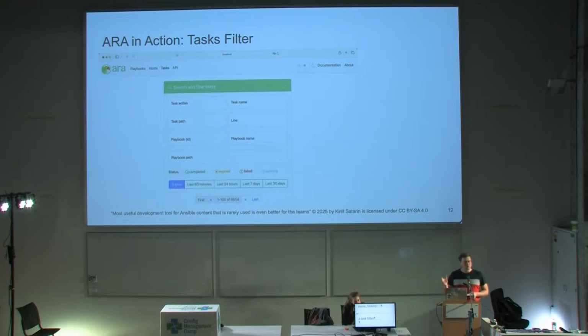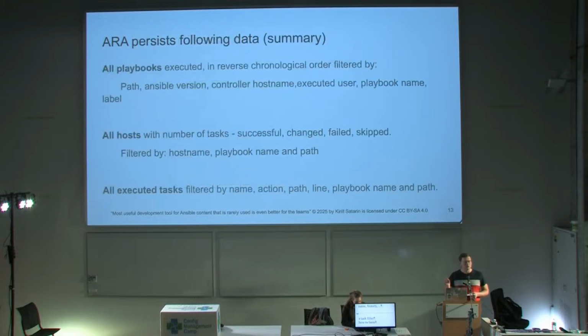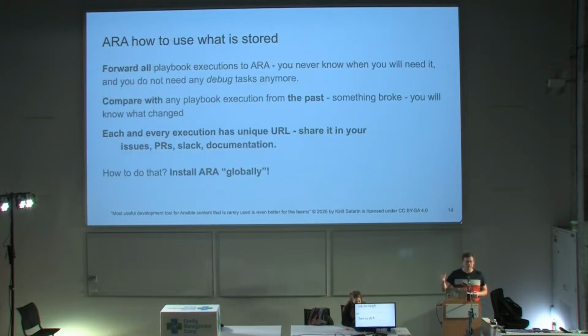So what can you do? How can you benefit from it? Yeah. Each and every task, host, and playbook execution has a unique URL. You can share it, like if you have a problem with a playbook. You can share it with a colleague and ask, what's going wrong here? Oh, sorry, I forgot to share it. Yeah, how can you do that? How can you share the playbook if it's running on your localhost? Install ARA globally. This is exactly what we did.